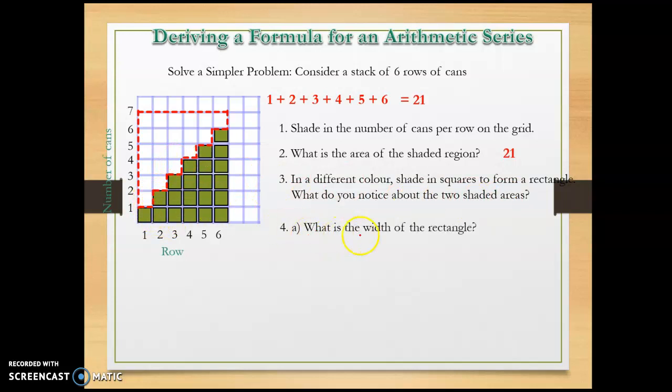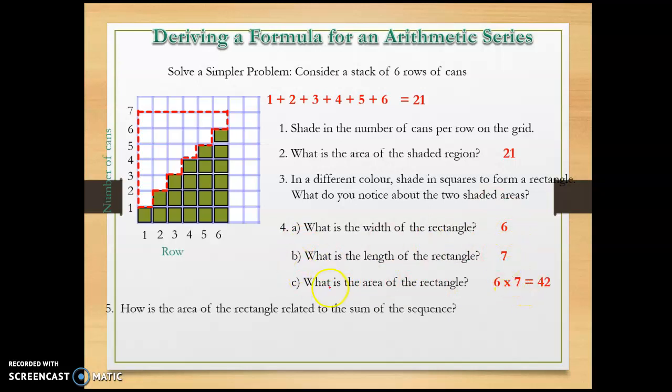Okay, what is the width of the rectangle? So the width of the rectangle is 6. What about the length? It's 7. What is the area of the rectangle? So if you're going to multiply 6 times 7, that's 42.